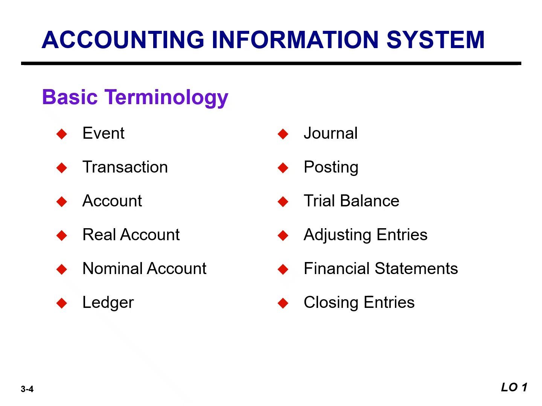So these are our basic terms. We have events, transactions, accounts, real accounts, which are permanent, and nominal accounts, which close out. Nominal accounts tend to be the income statement. They close out at the end of the period, and they end up in the capital accounts. We have the ledger, the journal, the posting, our trial balance, our adjusting entries, our financial statements, and then we have the closing entries, and the closing entries are what shut down all those nominal accounts.